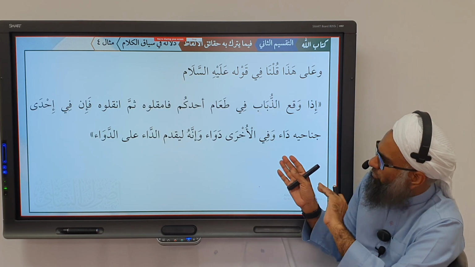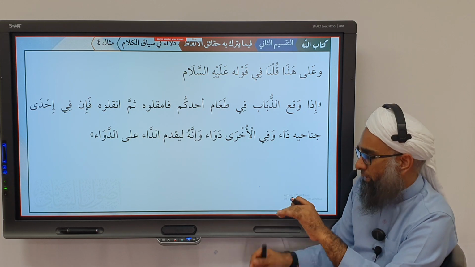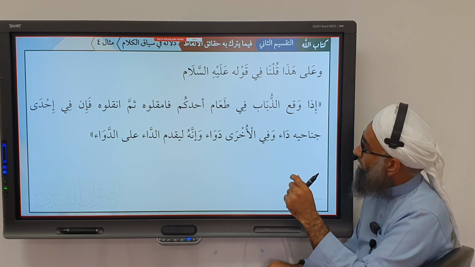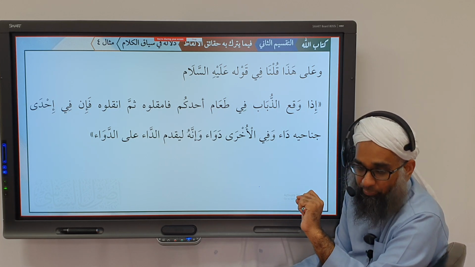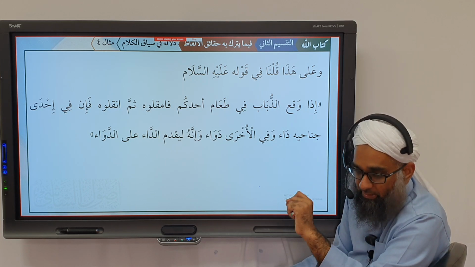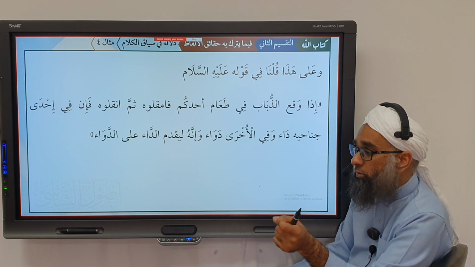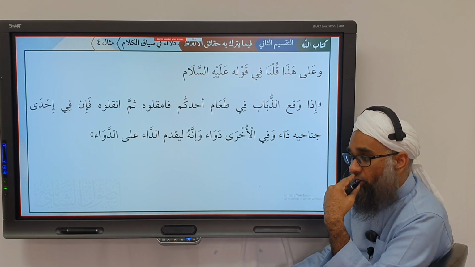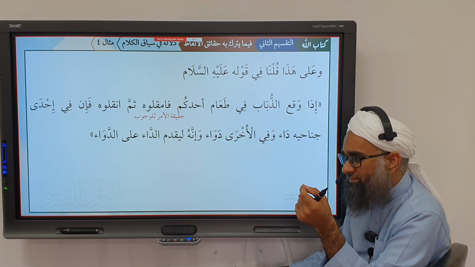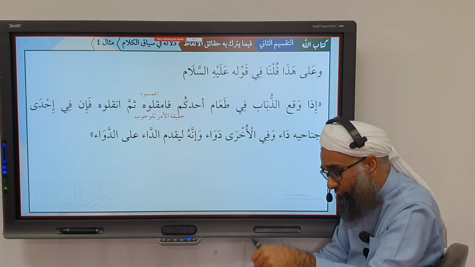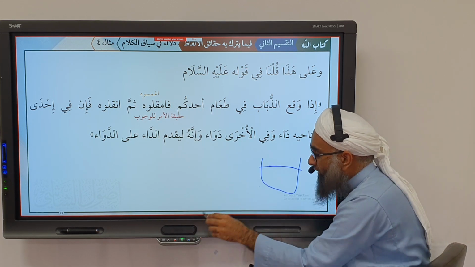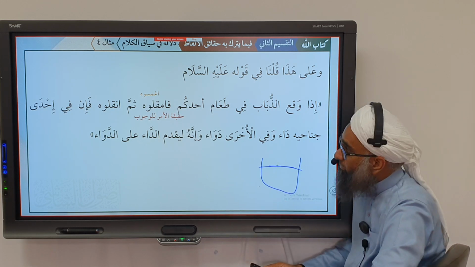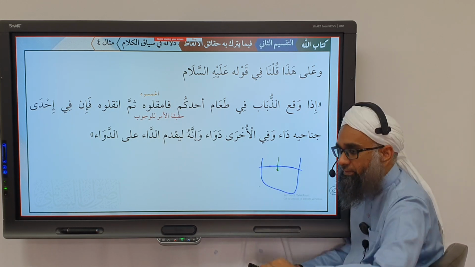I don't know the exact words in Bukhari, but the hadith in itself comes in Bukhari. I'm not sure which wording this is. It's in Usool al-Shashi. إِذَا وَقَعَ الذُّبَابُ فِي طَعَامِ أَحَدِكُمْ. The Prophet sallallahu alayhi wasallam said, if a fly falls in your food, فَامْقُلُوهُ means put it fully inside. So you've got a cup of water, and the fly falls inside on top. The Prophet said, فَاغْمِسُوهُ, put it fully inside.